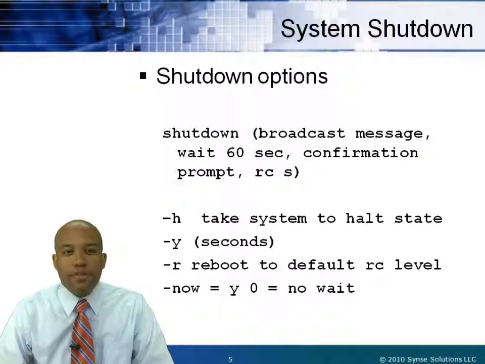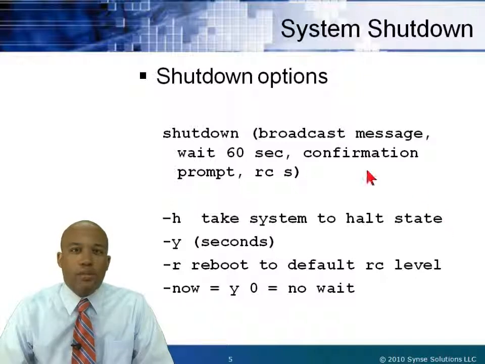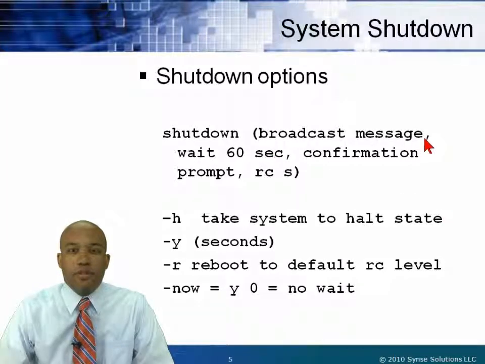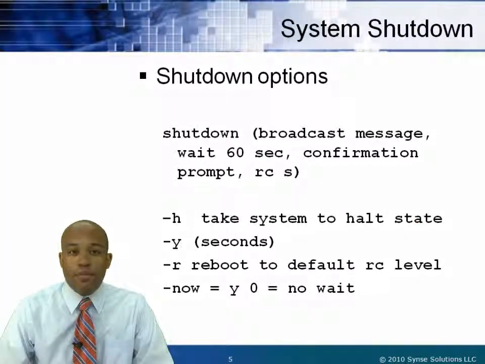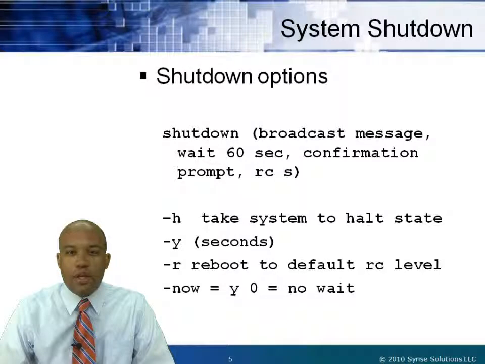Now, there are different ways to issue a shutdown. There are so many options that we can issue. Some examples are we could issue a broadcast message, so we could send a message to all current users that the system will be shutting down. We can also tell the system to wait. We can also provide it a confirmation prompt. We could even send it to a specific run level. But all of that is configurable, and the only way you'll really learn all of those parameters is by looking in detail at the shutdown command using something like the man pages.